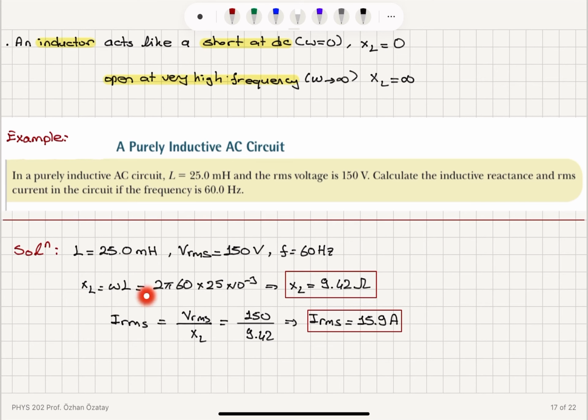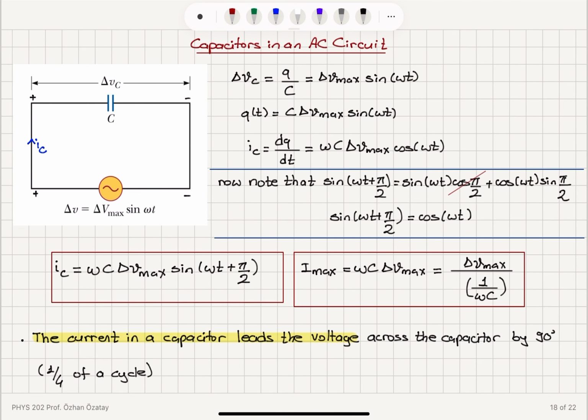And here is a numerical example where we have used a 25 millihenry inductance, 150 volts RMS voltage, and 60 Hertz. We can calculate the inductive reactance as omega L and I RMS as V RMS divided by X_L.